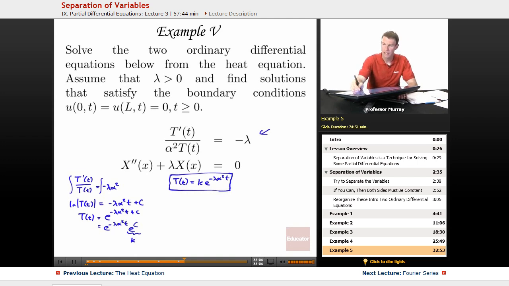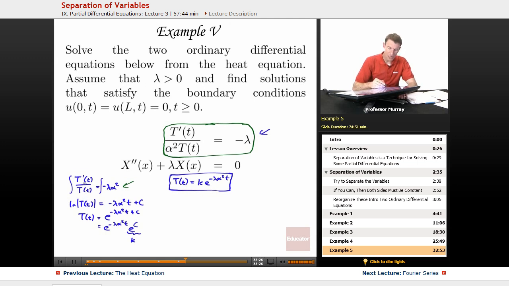So before I go on to the next slide, let me recap what happened on this slide. I'm going to try to solve each one of these ordinary differential equations that come up in the heat equation. And so far I've just tried to solve the one for T. I'll try to solve the one for X on the next slide. But I'm just trying to solve the one for T. So I moved the alpha squared over to the other side.